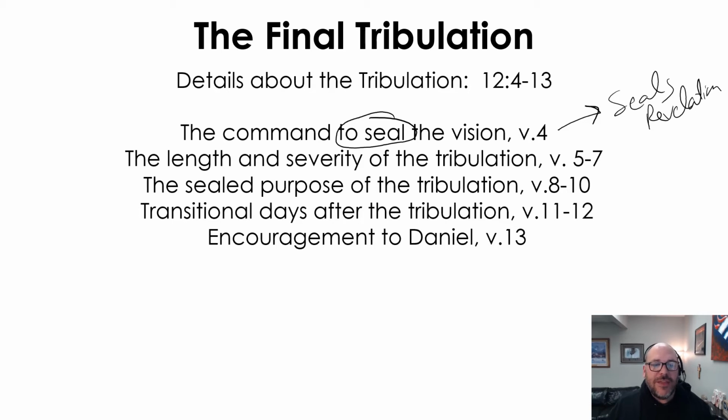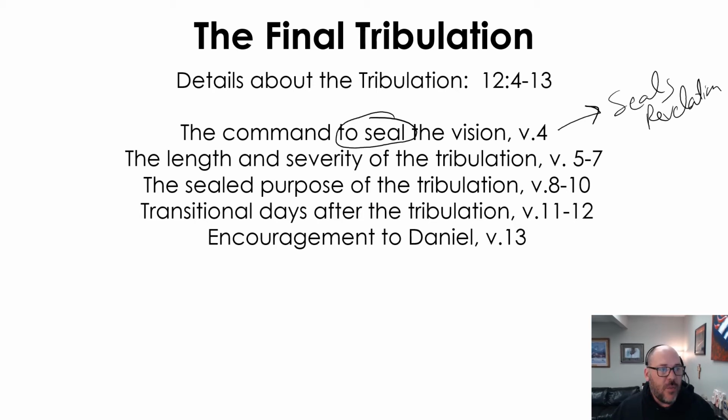Then we have the length and the severity of the tribulation that will be discussed by Daniel, the sealed purpose of the tribulation, the transitional days after the tribulation, and then one final word of encouragement that is going to be given to Daniel in chapter 12 at the very end in verse 13. So we'll look at that over the next couple of sessions as we get into it. But today we are going to get into the events that are happening during the tribulation.